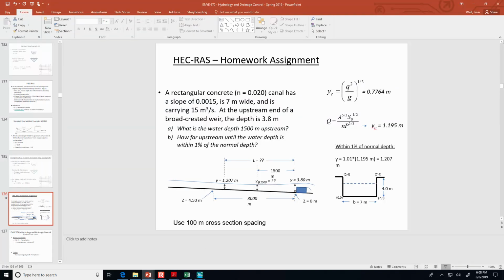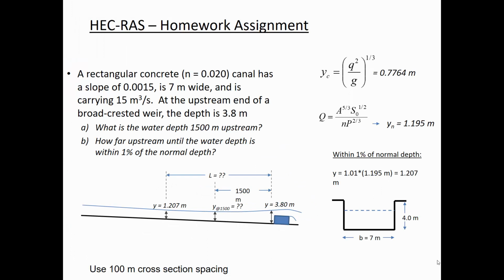All right, so in this example, we want to find out two things. Number one, what is the depth if you go 1,500 meters upstream? And the other question is, how far do you have to go upstream until you find a depth of 1.207 meters? You can solve that with the spreadsheet and get the answer, and then double check the answer with HEC-RAS. Or you can go straight to HEC-RAS, because that's really what today's module is all about, HEC-RAS itself.